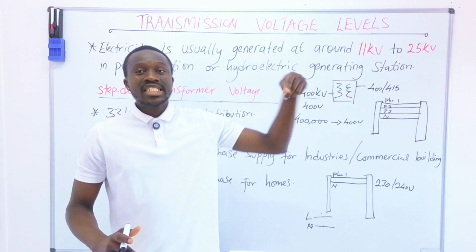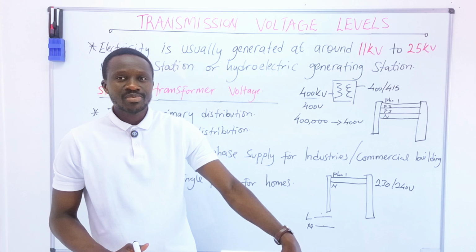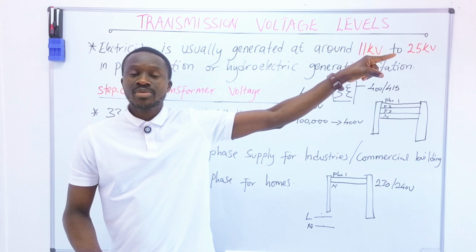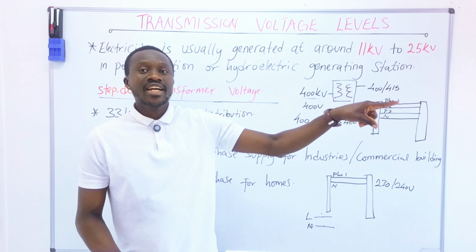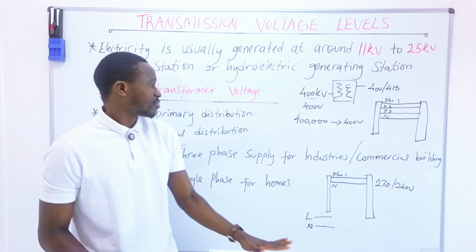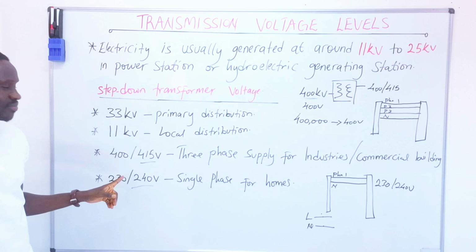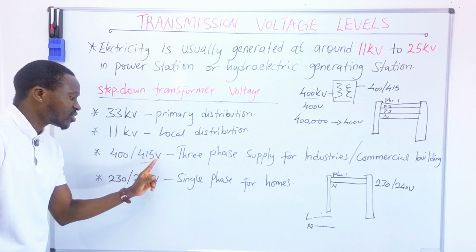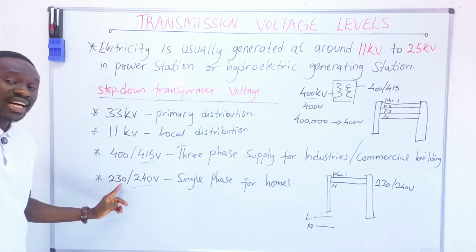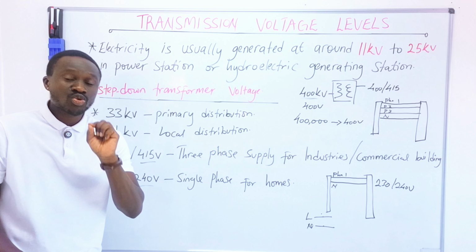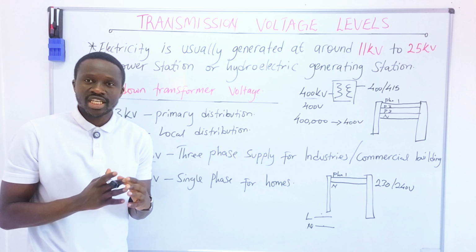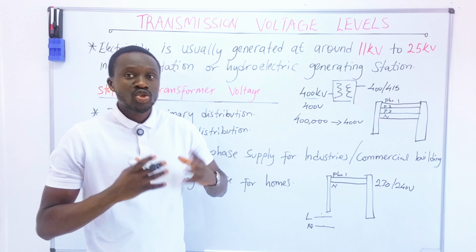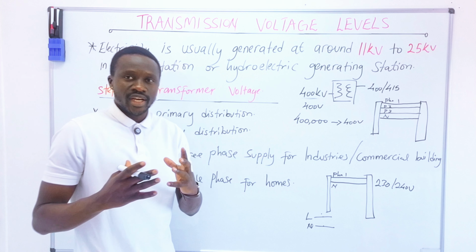And again, we step down this transmission voltage. You see, we first put it high when you're going to transmit it. Then when it reaches the area, we step it down again to these voltages: 33K, 11K, 400 volts, 415 volts, 3-phase, then 230, the one you use in the house, that is 240 or 230. It depends on which country you are. Some countries use 230, some countries use 240.